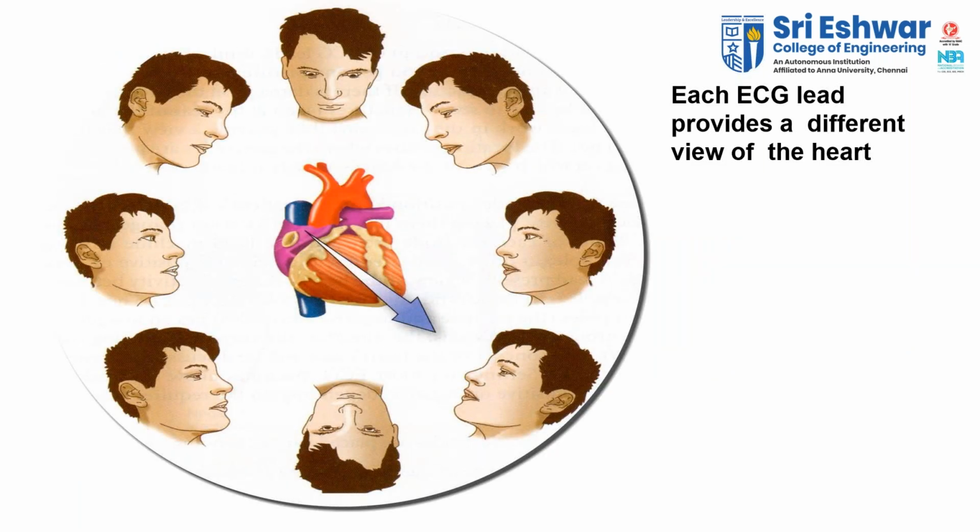And we can see your heart in different views. Okay, so from the diagram, what did you understand? Each ECG lead provides a different view of the heart. Okay, so we can place our electrodes under which view we are going to look at. So we have different views of the heart by placing the electrodes.